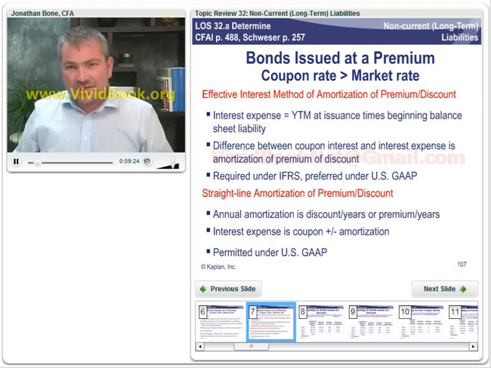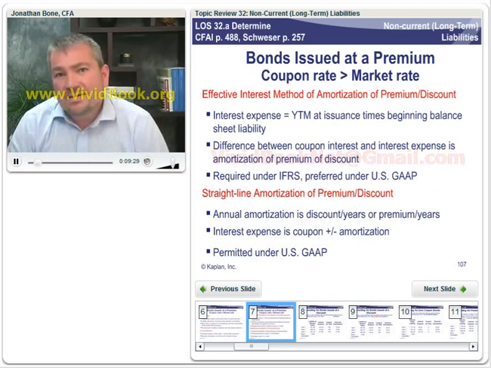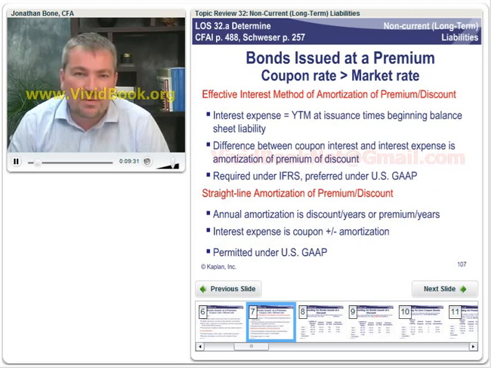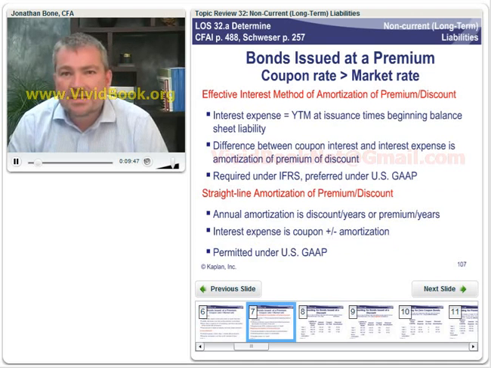Now, there are actually two ways of dealing with amortization. One is known as the effective interest rate. In other words, what you do is you compute the internal rate of return when the bond is issued. Okay, and that internal rate of return, the market interest rate, is used essentially to compute the coupons and the amortization. So notice the interest expense is the yield to maturity at issuance, the IRR on the bond that compares the issue proceeds with the future cash flows.